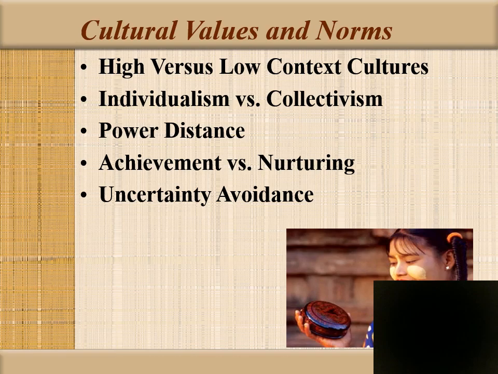Power distance is another important cultural value and norm. Power distance is the degree to which members of a society accept an unequal distribution of power. Currently, that's what we're seeing in the United States in the marches for social justice.